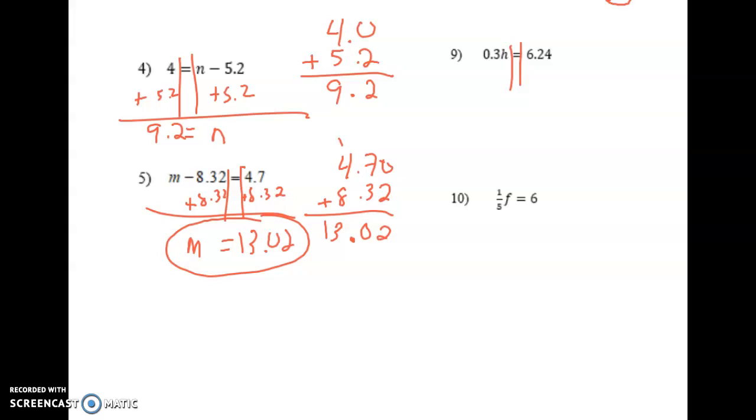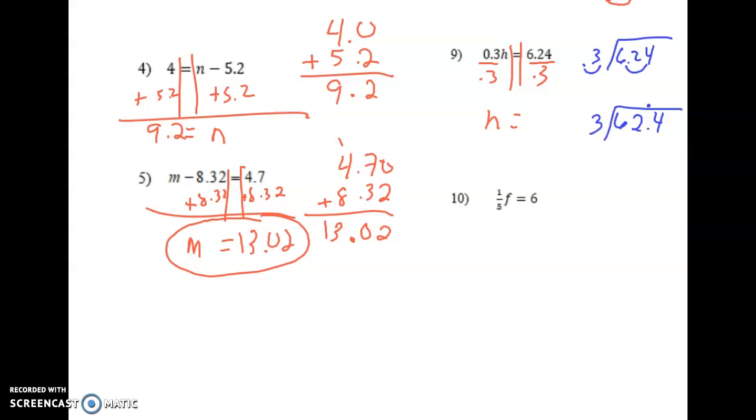Number 9, draw my wall. Who does h want to get rid of? The 3/10. So I'm going to divide both sides by 3/10. H equals, because 3/10 divided by 3/10 is 1. Let's do 6 and 24/100ths divided by 3/10. Let me get a different color. 6 and 24/100ths divided by 3/10. Now I have to move my decimal over once in the divisor. So I have to do the same thing in my dividend. So now I have, instead of 6 and 24/100ths, 62 and 4/10 divided by 3.